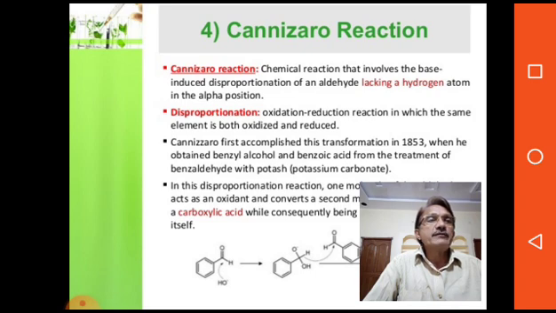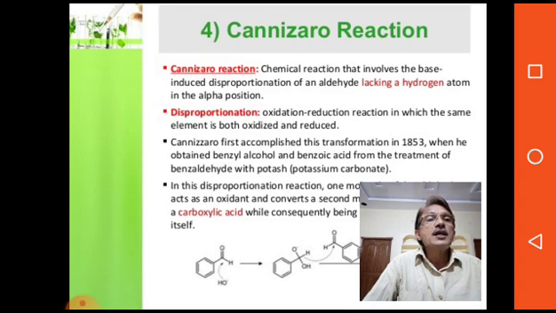Similarly, benzaldehyde C6H5CHO also doesn't contain alpha hydrogen. Therefore, benzaldehyde undergoes Cannizzaro reaction. So those aldehydes which do not contain alpha hydrogen, or a hydrogen atom at the alpha position, only undergo Cannizzaro reaction. Disproportionation or oxidation reduction reaction. Cannizzaro reaction is also called an oxidation reduction reaction.